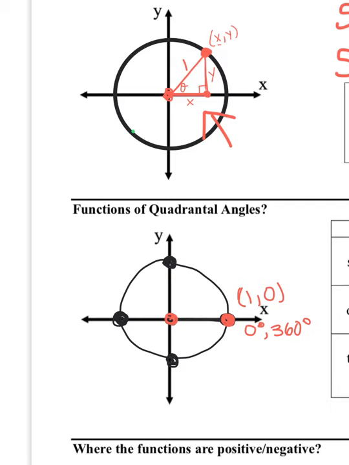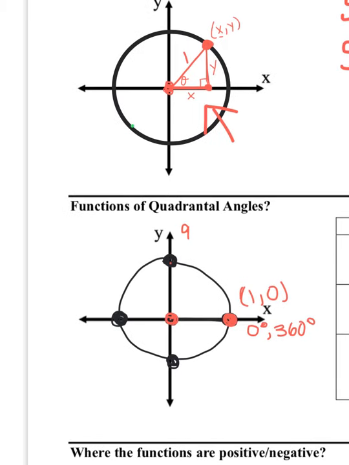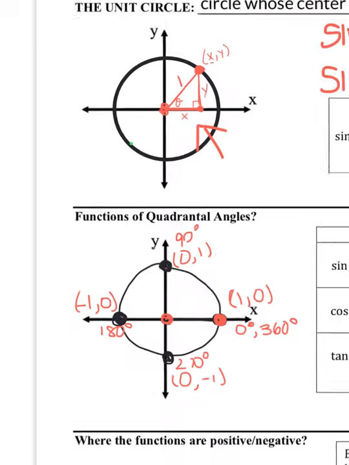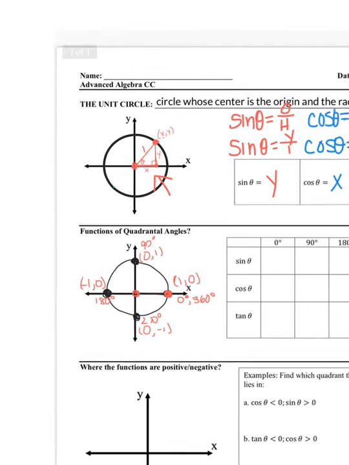This point up here for 90 degrees is 0, positive 1, because you didn't move left or right at all, but you went up 1. For 180 degrees, this point is negative 1, 0, because you went to the left 1, and that's it. And then 270 degrees down here would be 0, negative 1. So now once you have this picture, watch how easy this is.